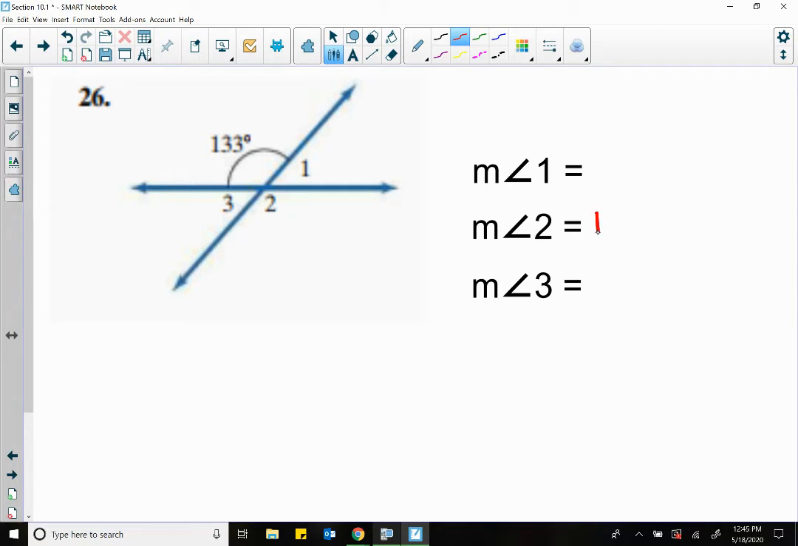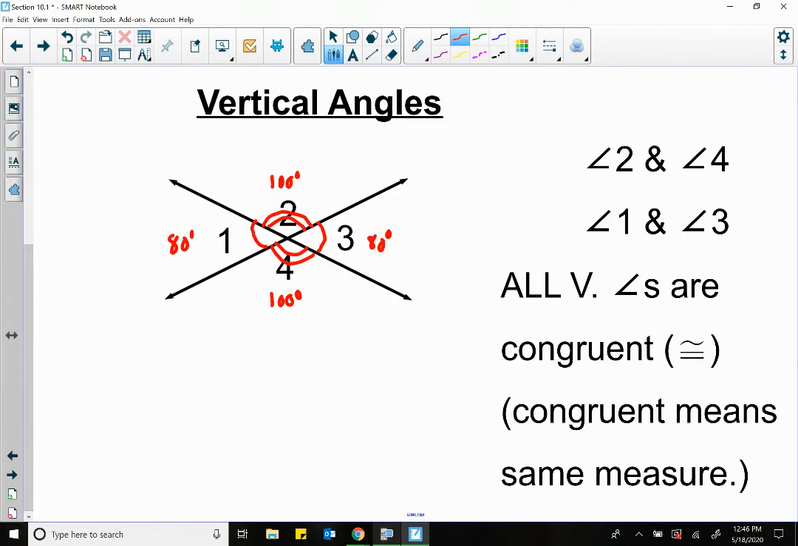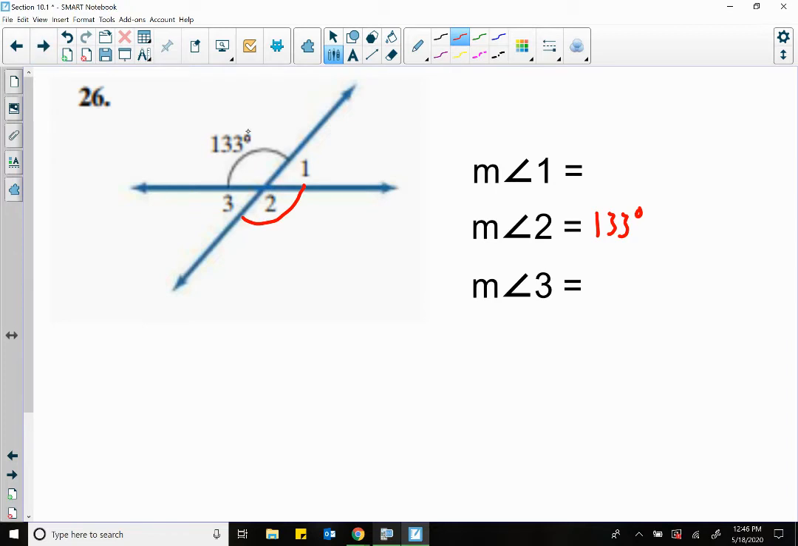It's 133 degrees. How do I know that? Because it is a vertical angle with the original 133 degrees. And vertical angles are congruent. Okay? So these two are vertical to each other. And since they're vertical, remember, we know that they are congruent, which means they're the same. So since this is 133 degrees, so is the measure of angle 2.